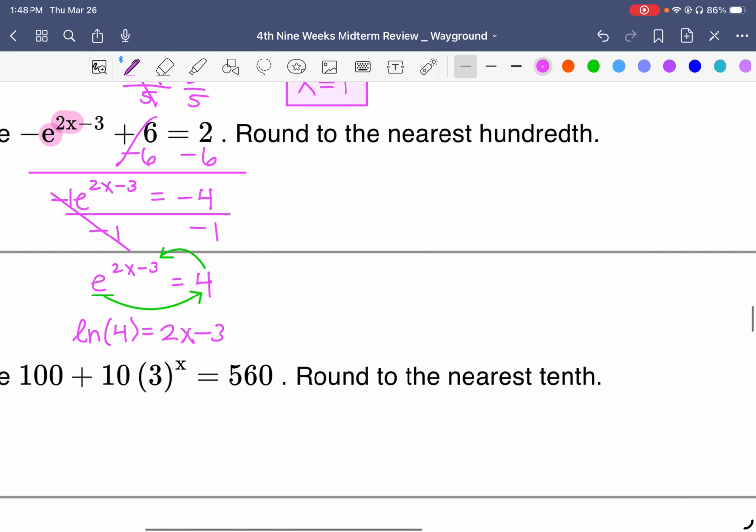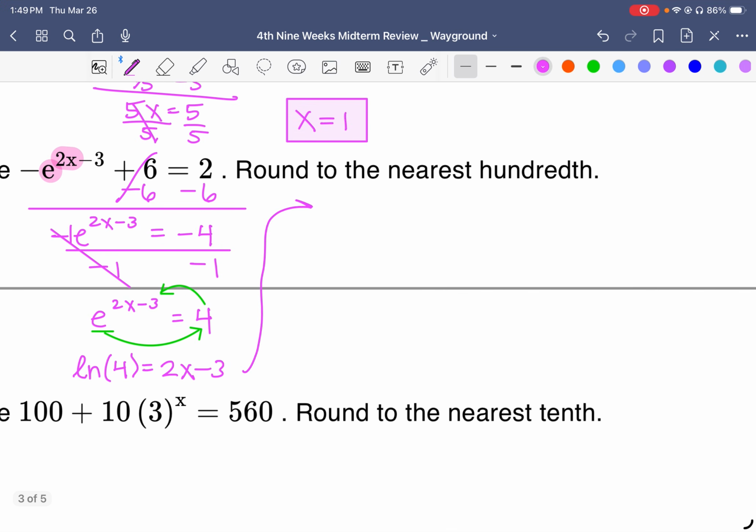Now I do still need to solve for this, because I need to get x by itself. So we're going to do reverse PEMDAS. I'm going to start by adding 3 on both sides.